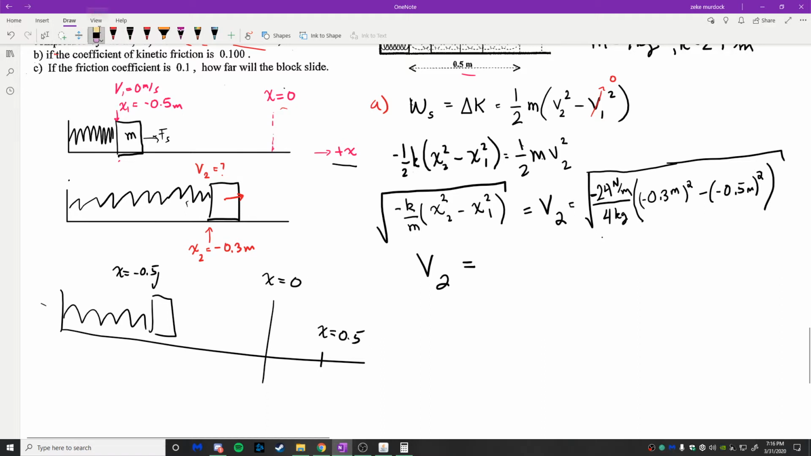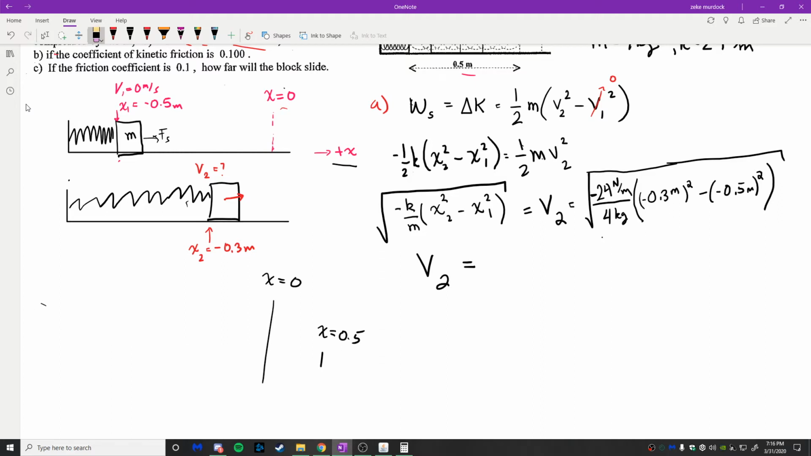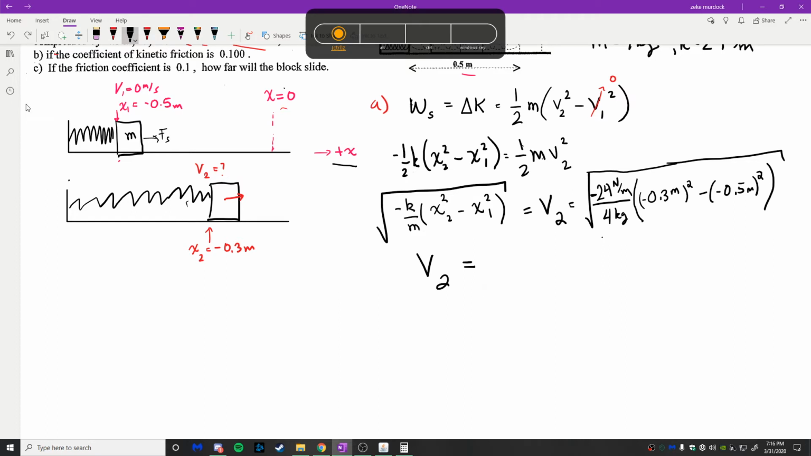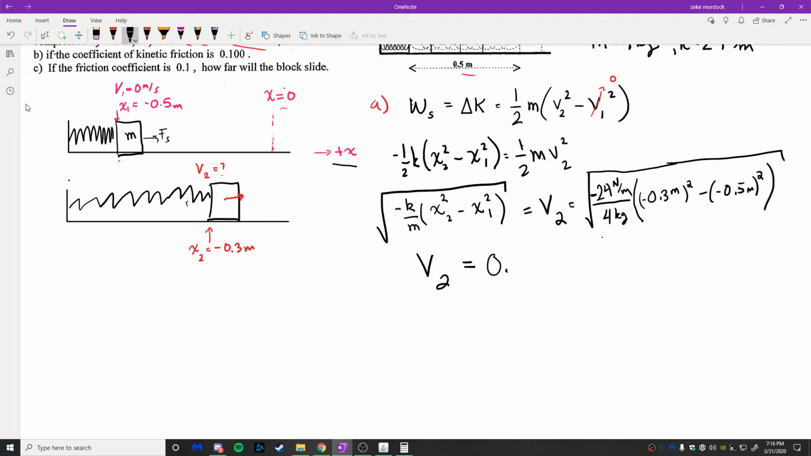All right, can you guys solve that and tell me what you get? What do you guys get? I think if you round it up, it's like 0.98, right? Now, keep in mind that when you do stuff like this, we just square root, so there's actually two answers. In this case, I would say that the correct answer is the positive answer because it's moving to the right.